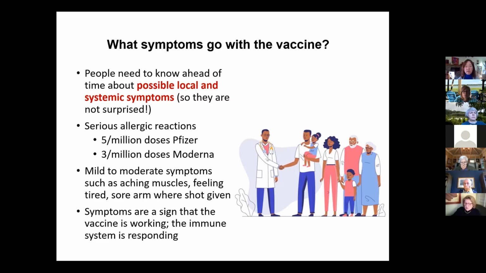The reason I'm not calling those severe outcomes is because they're treatable. And for Pfizer, so far in the United States, it's been about 5 anaphylactic reactions or serious allergic reactions. These are reactions where you feel short of breath, your blood pressure might drop, you need a shot of epinephrine, or you might even need some IV fluids. About 5 per million doses for Pfizer, 3 per million for Moderna.